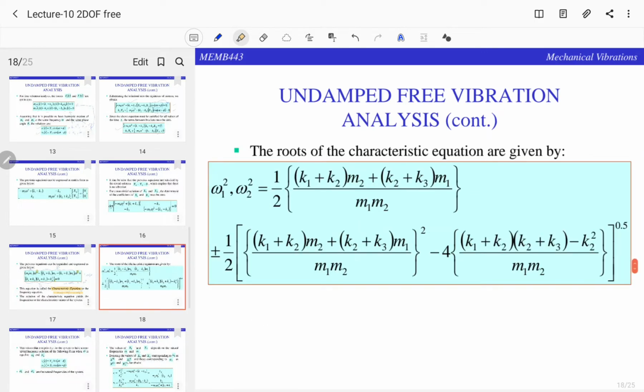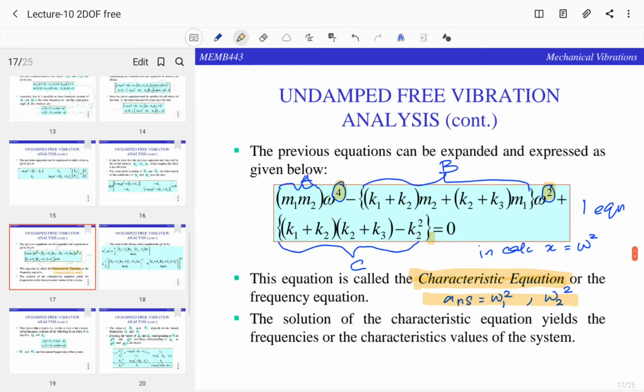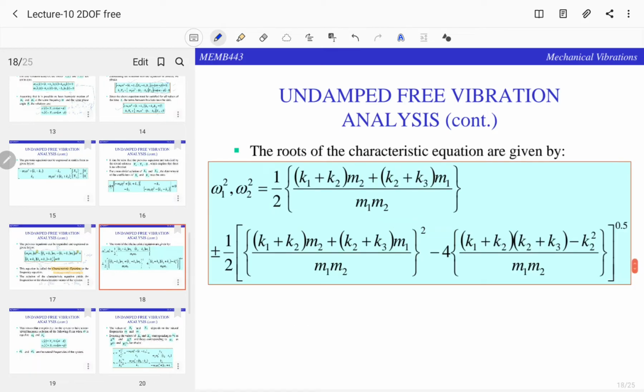Then if you actually want to solve for your omega, you have to take the square root. So your final omega 1 should be the square root of answer number 1, and your omega 2 should be the square root of your answer number 2. After that, so this is the long way. This is using the quadratic equation to solve the characteristic equation.